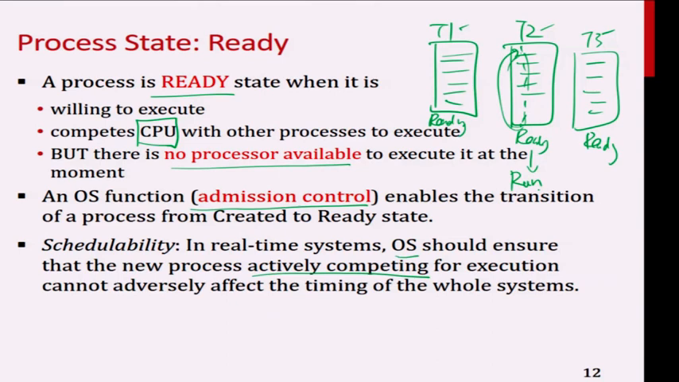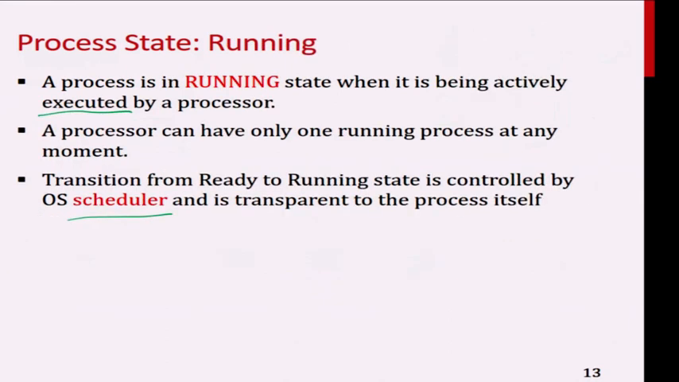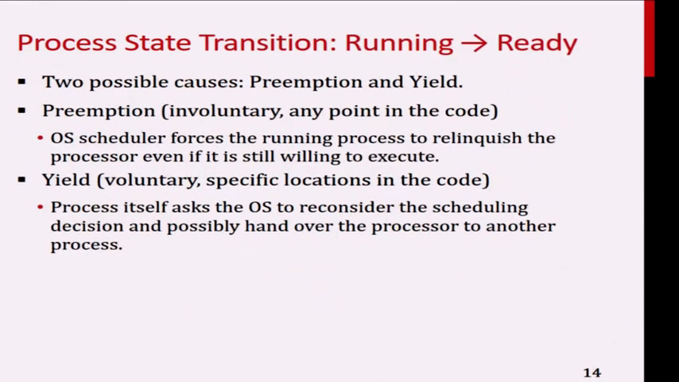So in order to prevent that, there is a mechanism where from the running state, you can go back to the ready state. There are a few different possible ways in which your state can change. This is one possible state: from running, I go back to ready. When does this happen? This happens either through preemption or through yield.